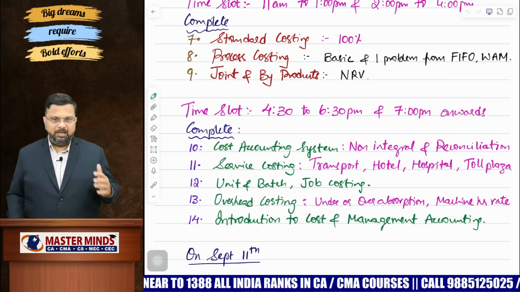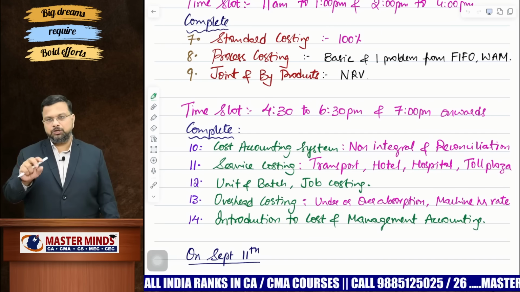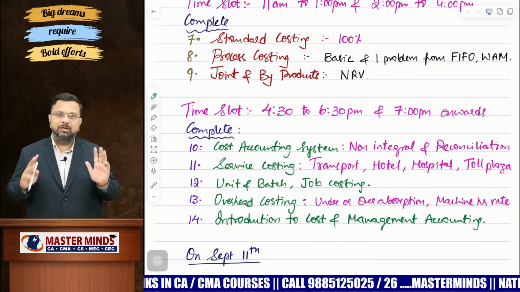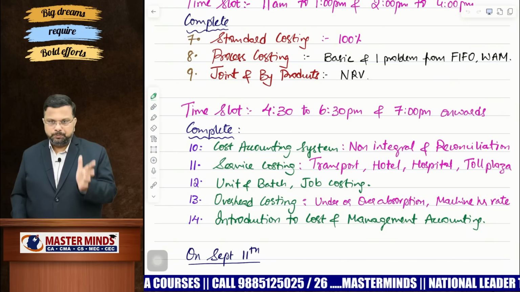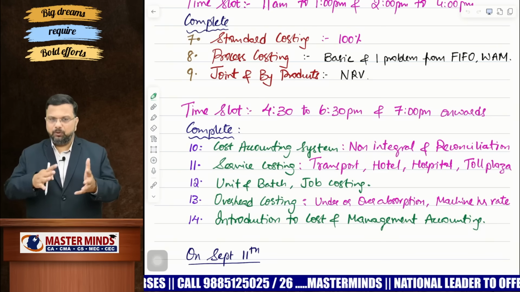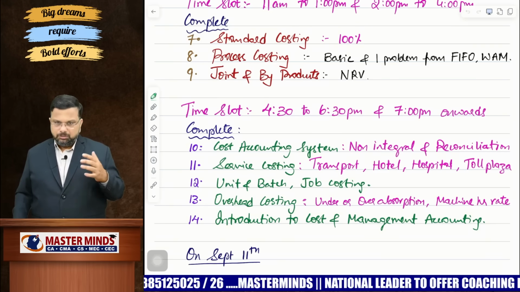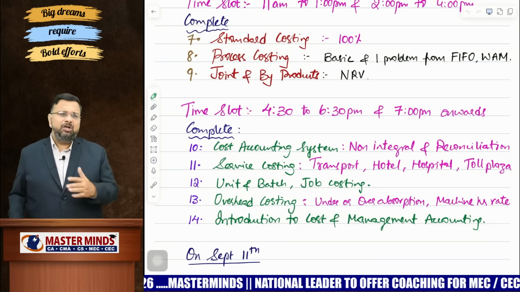Complete all the remaining chapters, that is cost accounting system. When it comes to cost accounting system, focus on non-integral system and reconciliation problems. Service costing, focus on transportation, hotel, hospital, toll plaza. Make sure that you are revising these models for sure. Unit and batch costing, job costing, just give it a reading. You will understand it easily.